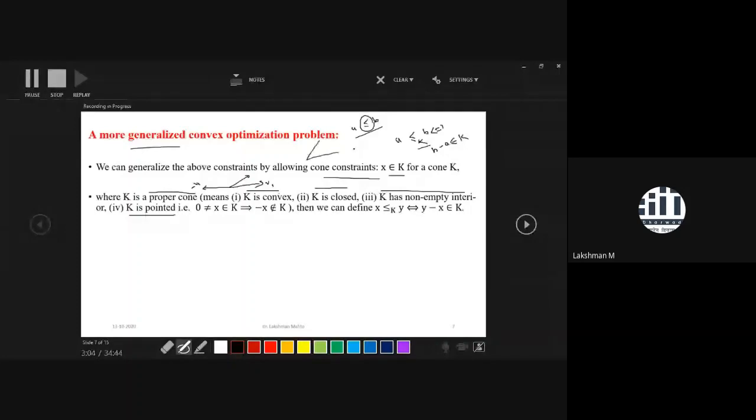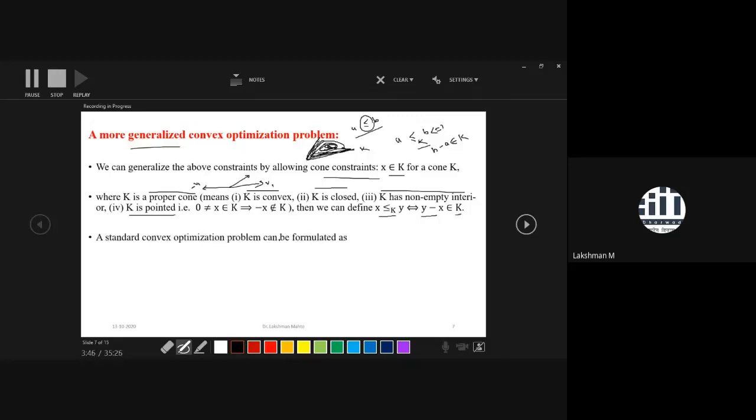So this is a pointed cone, which is closed and which is pointed. Also, it contains each of its boundary points. These are the boundary of this cone K. Okay, so this cone is a proper cone. And with respect to this proper cone, we can define a generalized inequality. It says that x is less than or equal to y with respect to K if y minus x is again in K.